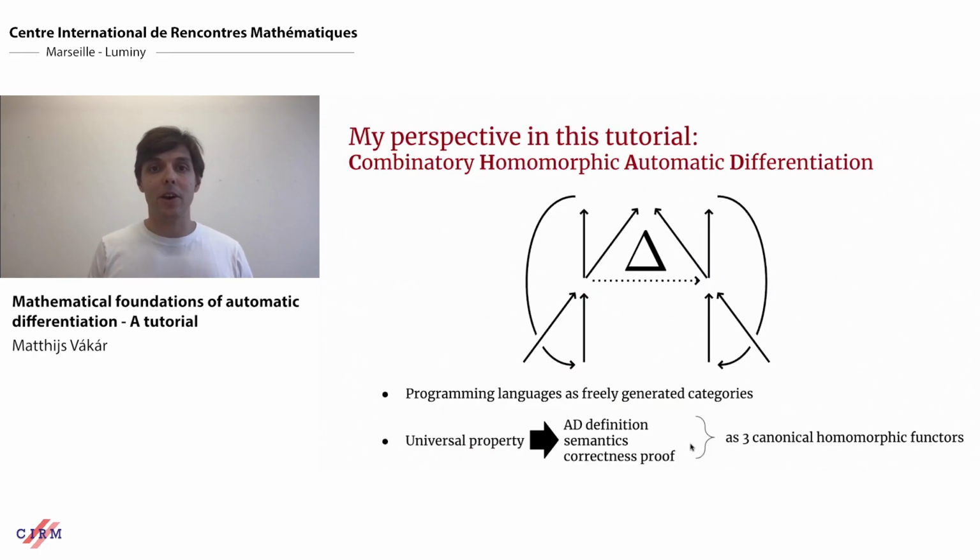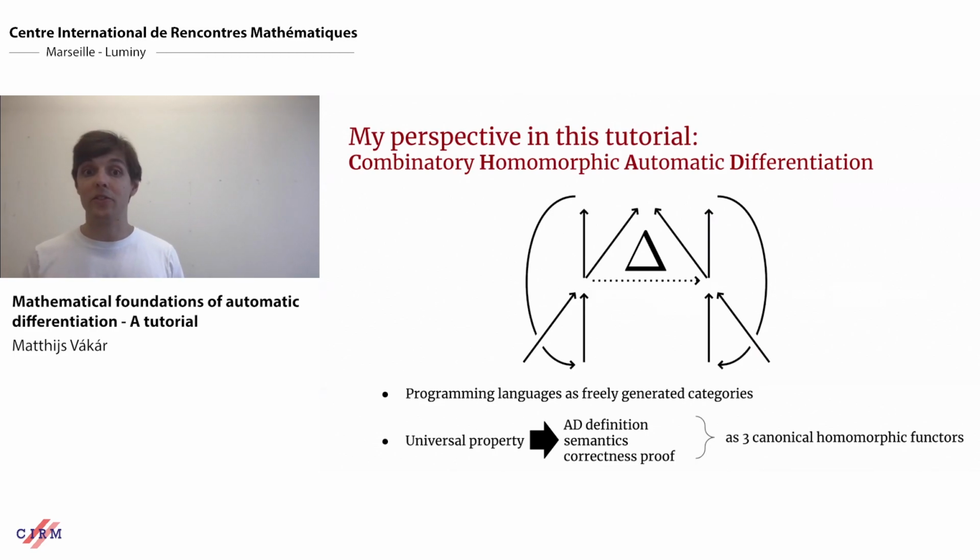Okay, so the perspective I'll be pushing, and that I hope to convince you of in these 3 sessions, is basically the following. Summed up in one slide, and hopefully by the end you'll understand what this slide means, and you'll be somewhat convinced of its message. And it's the idea that I've been calling combinatory homomorphic automatic differentiation. And my perspective is really that a lot of automatic differentiation, if not all automatic differentiation, should be or can be this sort of combinatory homomorphic automatic differentiation. And now, what do I mean by that?